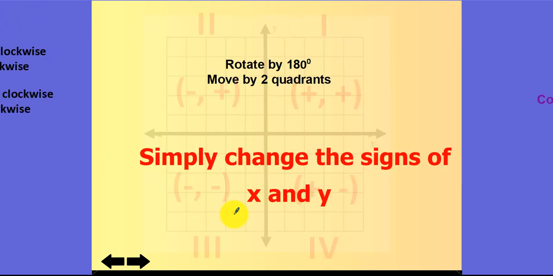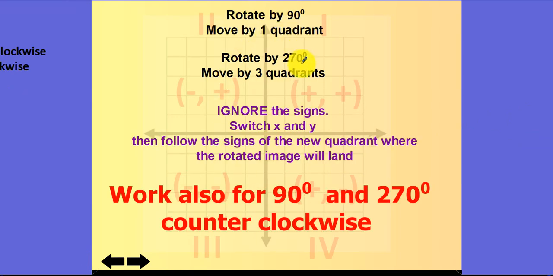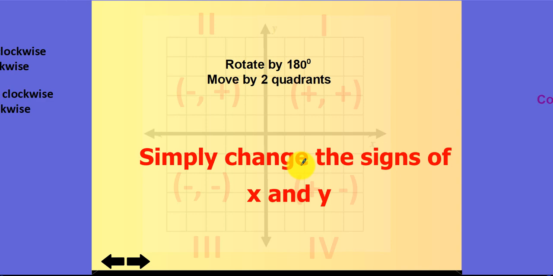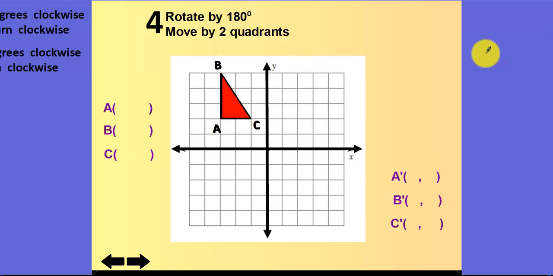Alright, what about rotation by 180 degrees? Here we have to move by 2 quadrants. Now the procedure is just change the signs of X and Y. So compared to your 90 or 270, wherein you ignore the signs, we switch the X and Y and follow the signs of the new quadrant where the rotated image will land. For 180 degrees, you just simply change the signs of X and Y. So let's demonstrate 180 degrees.